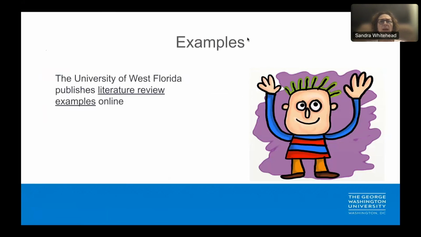So that is what I have for you on literature reviews. I hope this has been helpful to thinking about the very first section of your capstone.